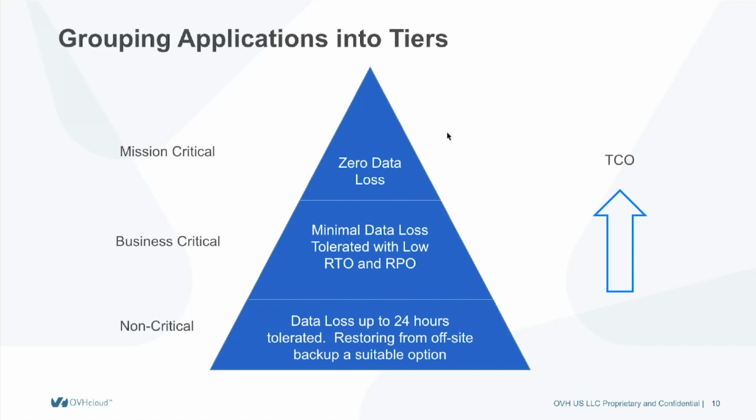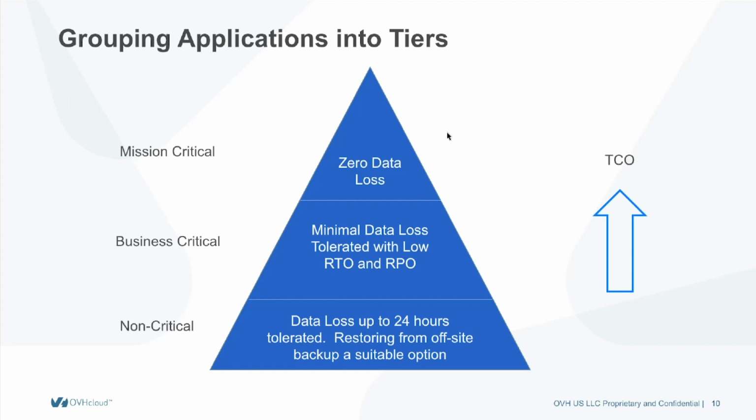Mission critical workloads are a different animal. Here we're talking about zero data loss. This is a small percentage by definition of the overall workloads that we want to protect. That's why we have it at the top of the pyramid. And these are more challenging to protect than the lower two layers.